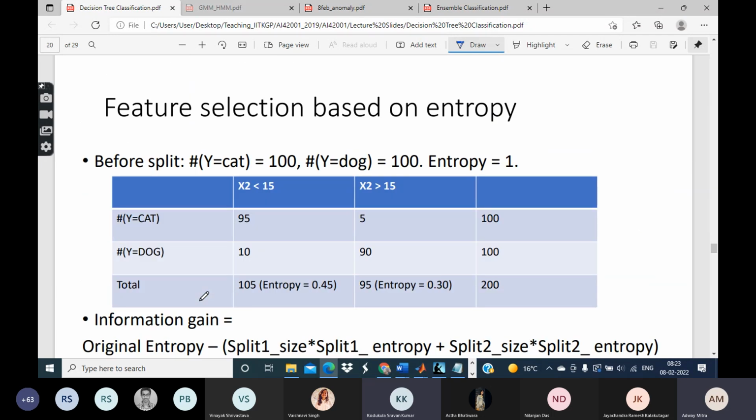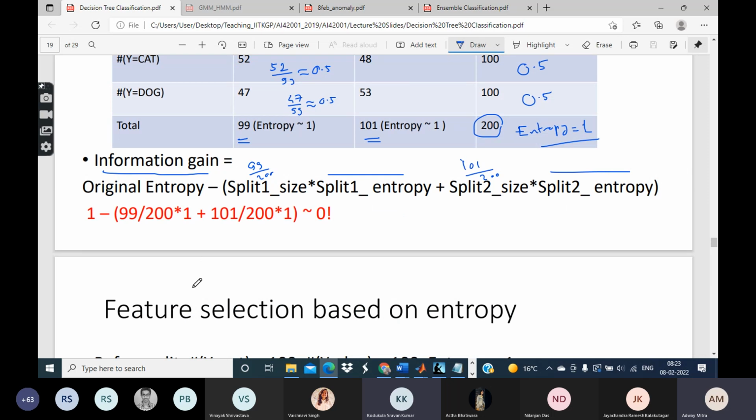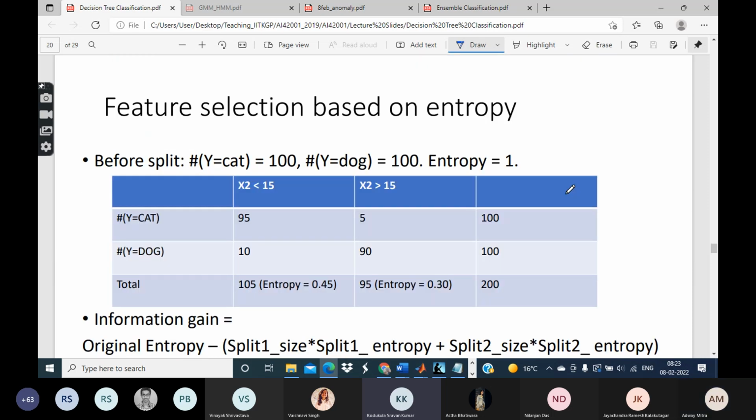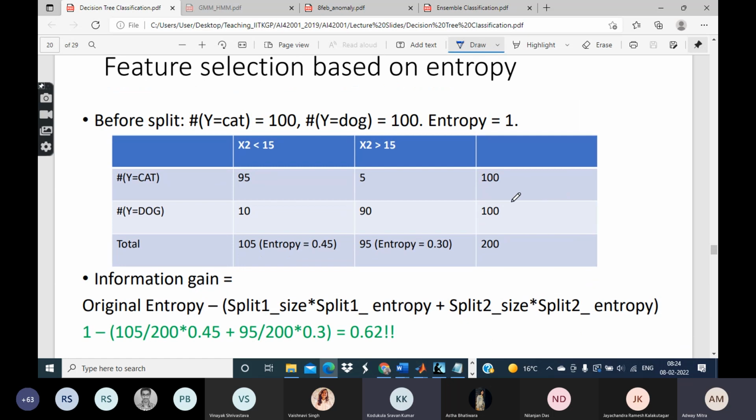In this case, we saw that the information gain is nearly equal to zero because even after splitting, the entropy remains almost unchanged. But if you consider another feature, let us say the weight of the animals, you will see that among the lighter animals, 95 out of 105 are cats. So one label has probability 95 by 105, and the other has only 10 by 105. Here the entropy has significantly reduced. It's only 0.45. Similarly, the heavier animals are also very much skewed.